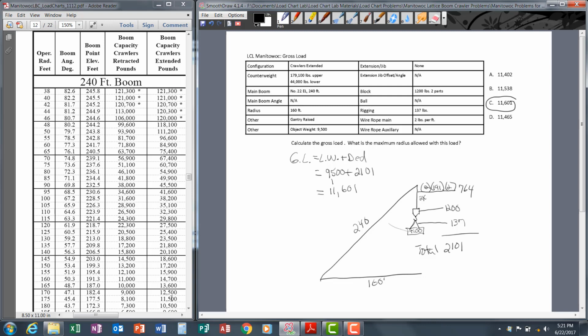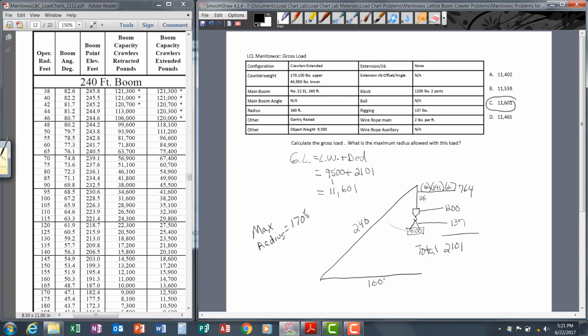Okay, 11,500 at 175 foot radius. So we can't do a 175 foot radius. We don't have enough capacity. Go back up to 170 radius. We have a capacity of 12,500. We can lift an 11,601 pound load with a capacity of 12,500. So our maximum radius is 170 feet.